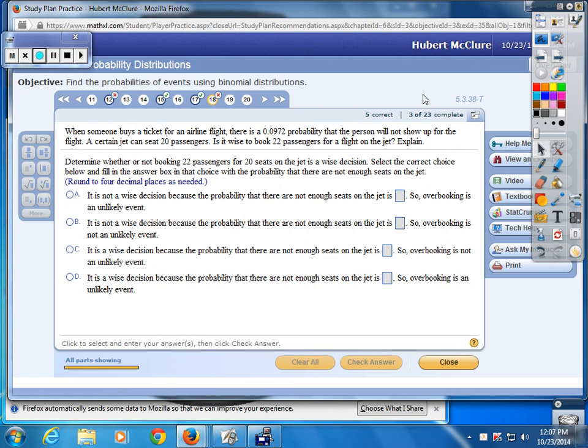Just remember how many seats there are. I'm going to take the roll.